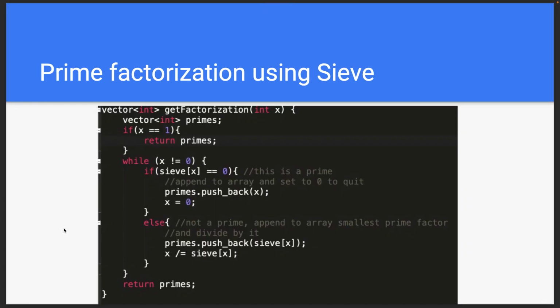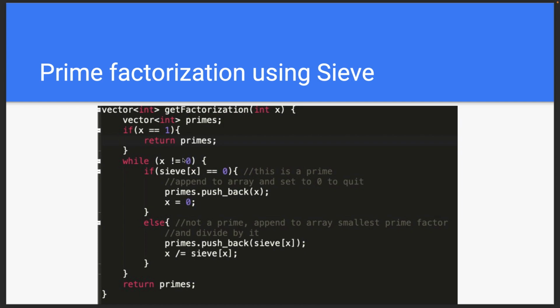So how can you find the prime factorization of a number using sieve? Assuming that the sieve array has for each value the smallest prime divisor, or 0 if it is a prime. What you do basically is take your number x. If it is 1, you just return the empty array. The 1 does not have a prime factorization.